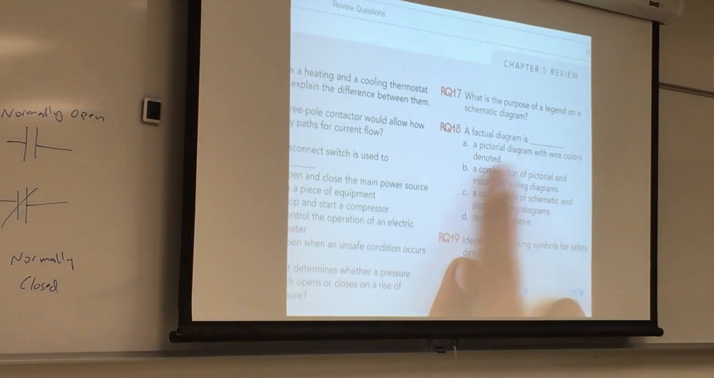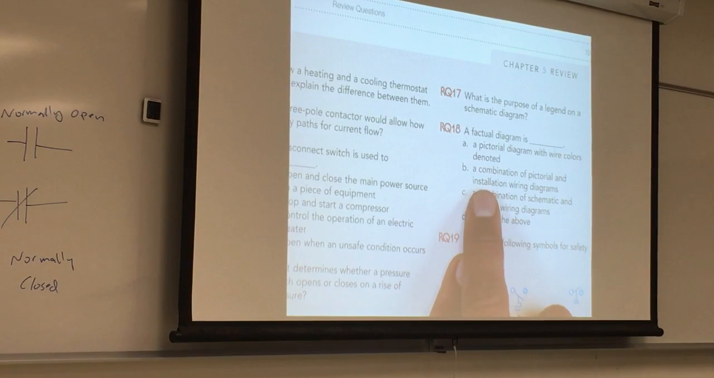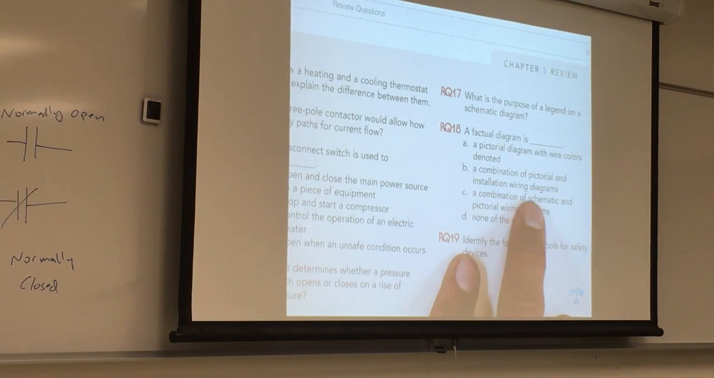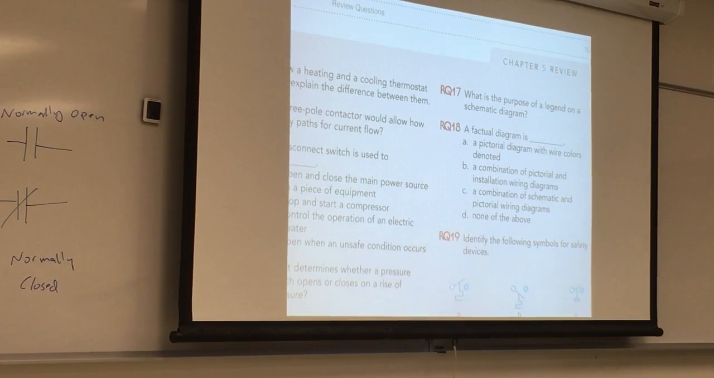A factual diagram is a pictorial diagram with wire colors denoted, a combination of pictorial and installation wiring diagram, a combination of schematics, pictorial and wiring diagram, none of the above. Schematic. It's a combination, has everything in it. That's a factual. Too much information. All the facts are there. So it's C, right? C.